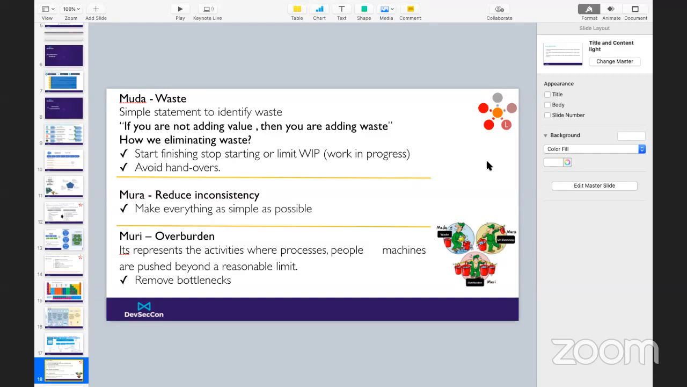For example, if we build a complex system, then the cost of implication for us and our customer is huge due to the multitude of problems. And then the second, if we want to build a lean process, we need to address muri. Muri is overburden. It represents activity where process, people, or machines are pushed beyond a reasonable limit. So you need to remove the bottleneck.